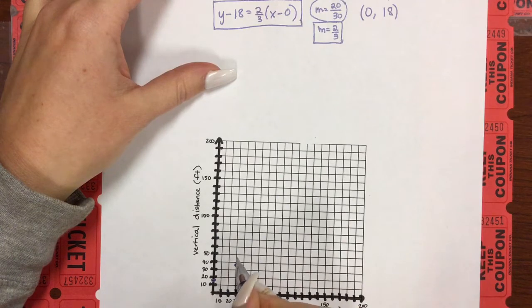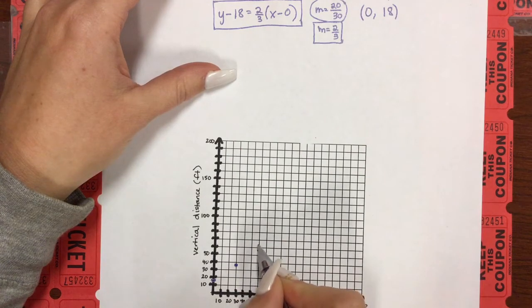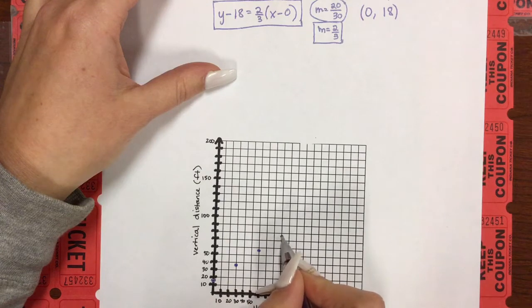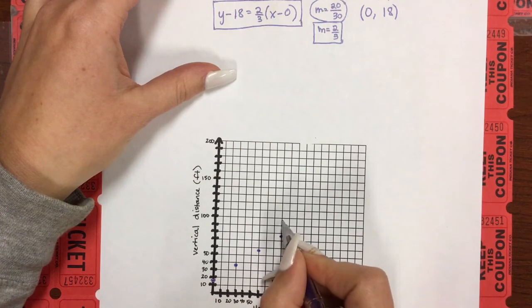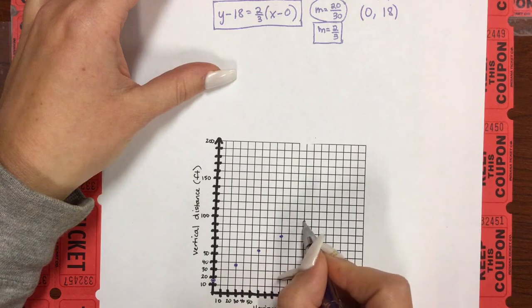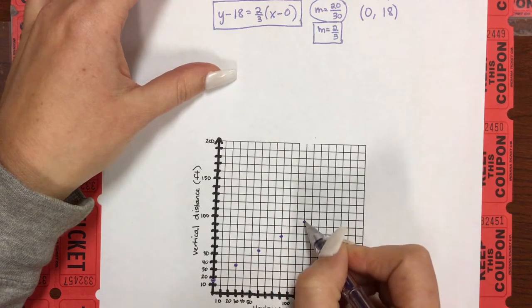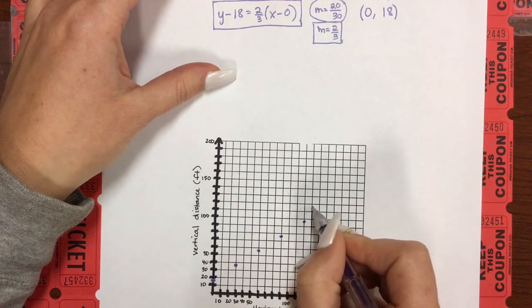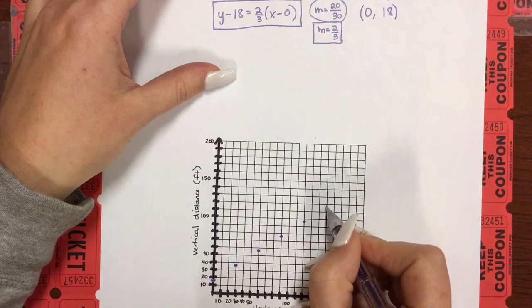And then I'm going to do the same thing. Go up 10, 20, over 30, 10, 20, 30, about there. Same thing, up 10, 20, over 30, 10, 20, 30. Same thing again, up 10, 20, over 30.